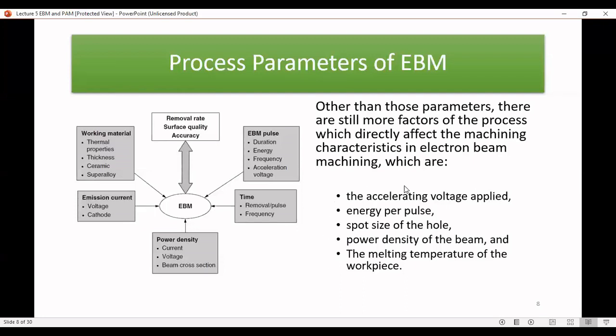There are other process parameters that still affect the machining characteristics of the electron beam, which are the accelerating voltage applied. So we have accelerating voltage applied, energy per pulse, spot size, power density, and melting temperature of the workpiece. Any questions so far?